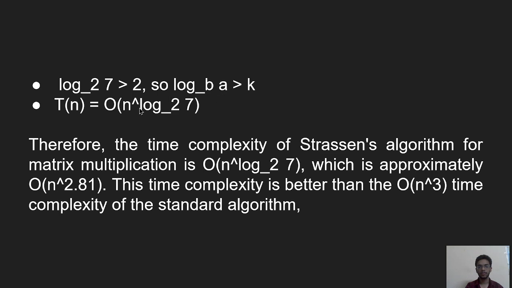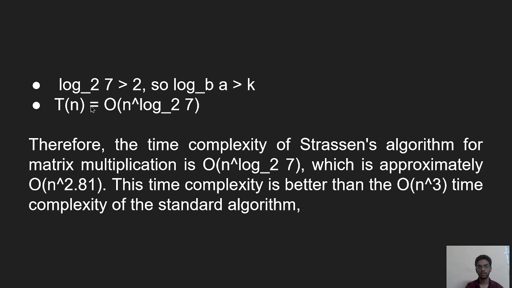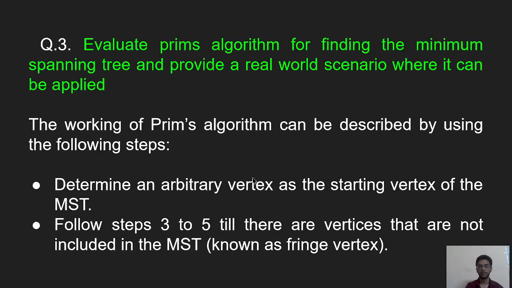So we will apply the n to the power log base b a case. The third case is applied here, and the time complexity comes out to be n to the power log 7. The time complexity of Strassen's matrix multiplication is n to the power log 7, which is approximately n to the power 2.8. The traditional multiplication takes order of n cube time because there will be three loops for multiplying a single matrix. That's why it is better than the traditional matrix multiplication.